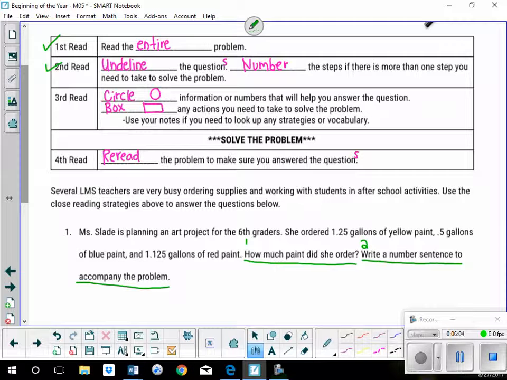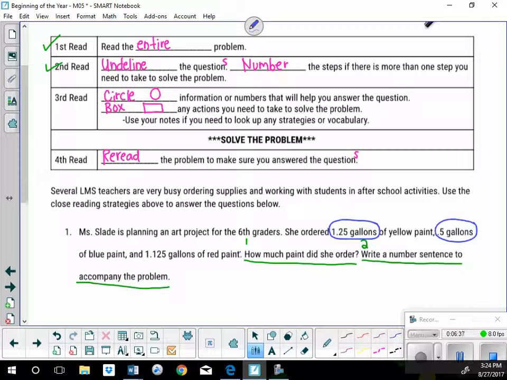Okay, let's go to our third read where we're going to circle important information and we're going to box any actions we need to take. So let's read through this again. Ms. Slade is planning an art project for the 6th graders. She ordered 1 2/25 gallons of yellow paint. I'm going to circle this. That's important information I need to figure out how much paint did she order. Half a gallon of blue paint. Let's circle that.